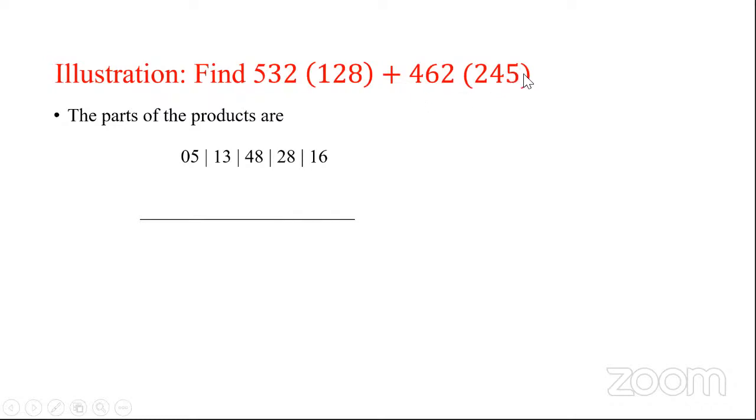Now write the 5 parts for the remaining product. First, 4 are easy. 4 into 2, 8. Take your time. 5 into 2, 10. Last part. Again, I repeat, for the middle part: 4 into 5 plus 2 into 2 plus 6 into 4. That becomes 48.